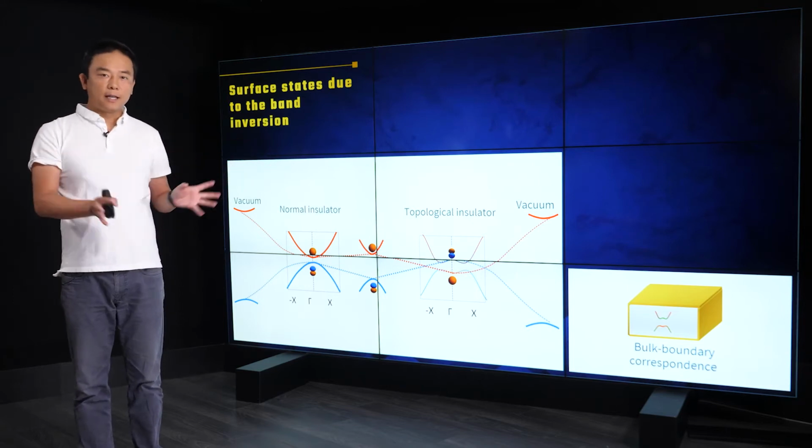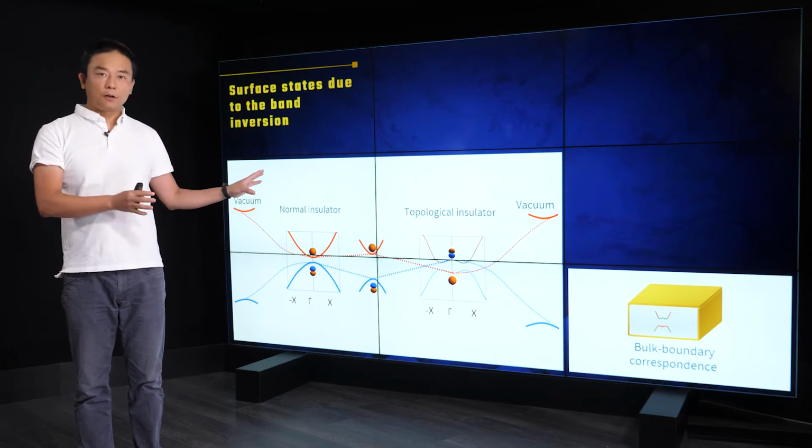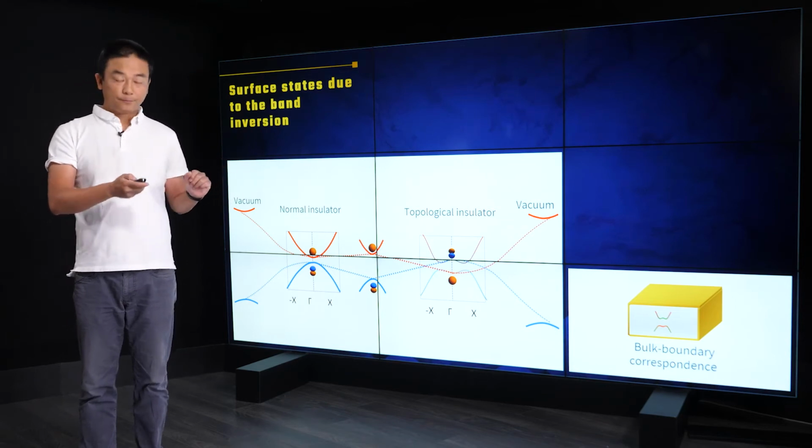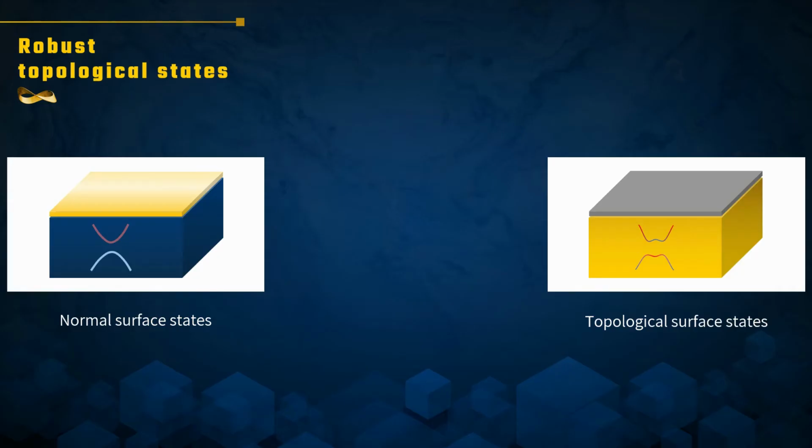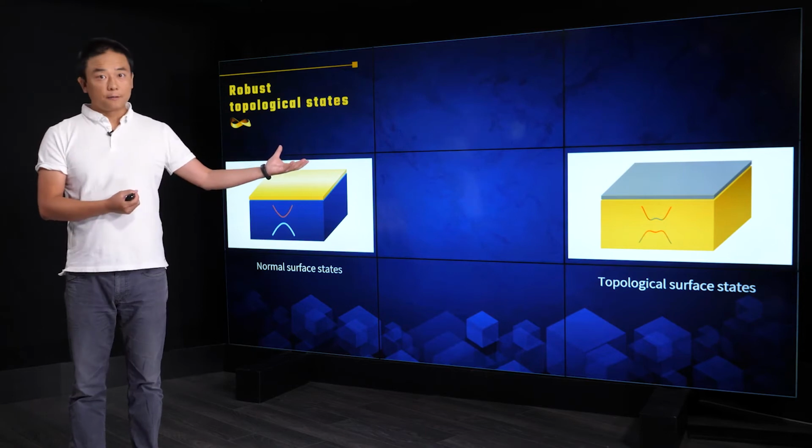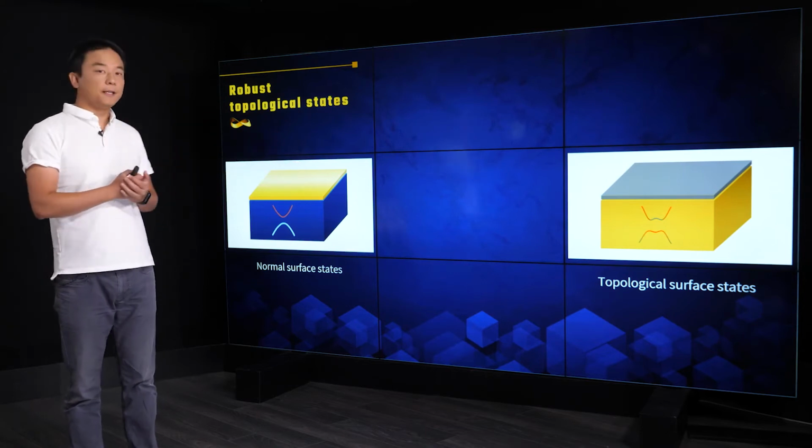Boundary has metallic states. If the bulk is not inverted, it will not have this state. We know surface state is not a new concept. Even silicon has a metallic surface state. Then what's the difference between a topological surface state and an ordinary surface state?